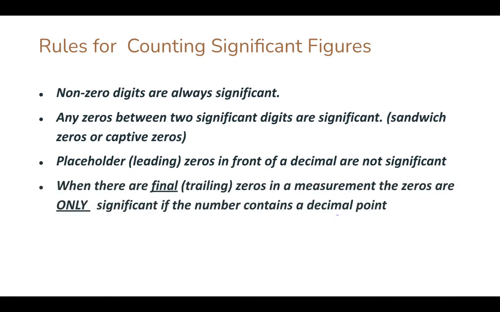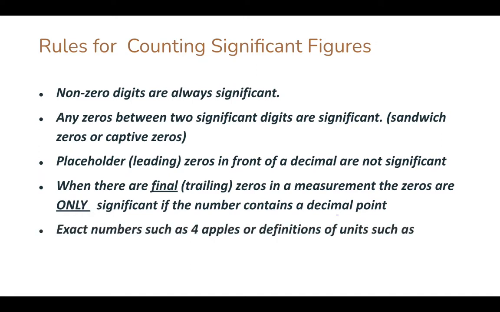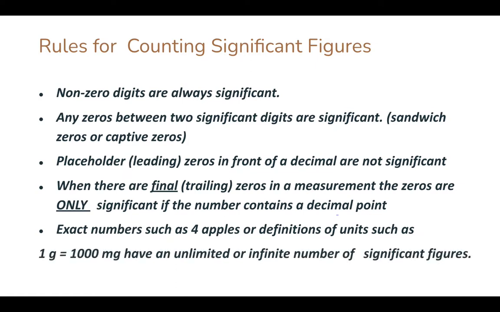Now finally, we have another class of zeros called final or trailing zeros. So the first two are great. Captive, yes. Placeholder, no. Final zeros, it depends. If it's a final zero at the end of a measurement, it's only significant if the number contains a decimal point. All right? And we'll see some examples of that. And then finally, and this doesn't come up too much, exact numbers such as 4 apples, or definitions of units like a gram equals 1,000 milligrams, have an infinite number of significant figures.